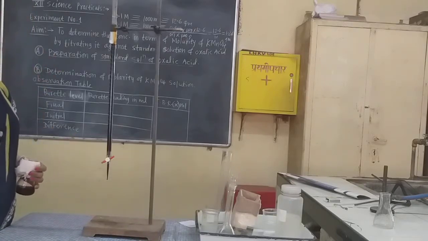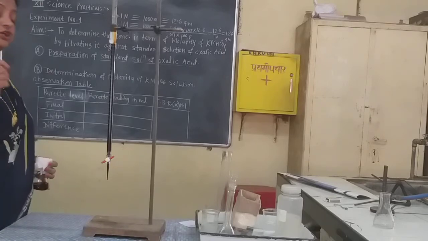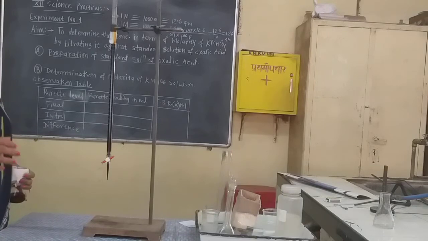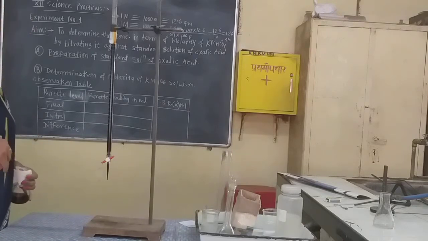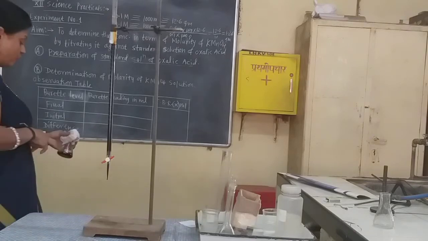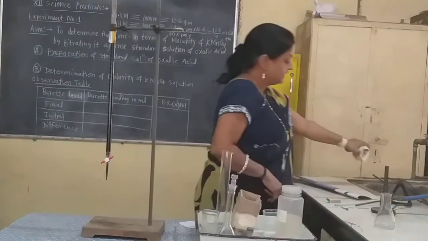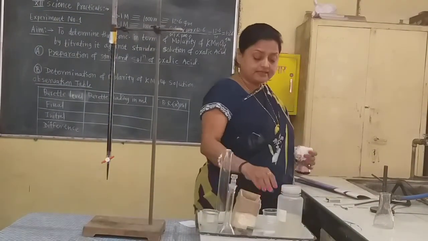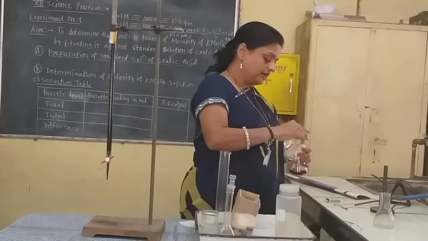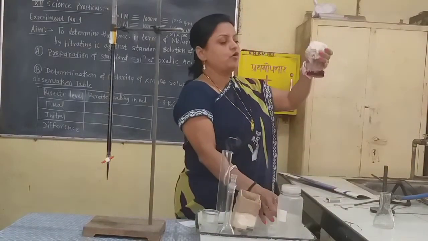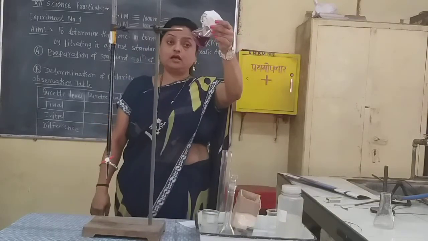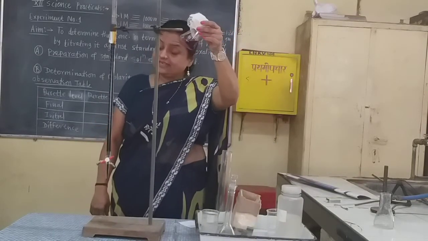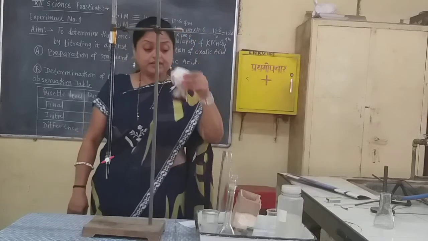the burette reading is 8.5, there is a faint pink coloration of the potassium permanganate solution. That is the end point. The colorless solution changes into a faint pink color, and that is the end point of this titration. Such a faint pink color will be there after the end point, and that is the end point of this titration.